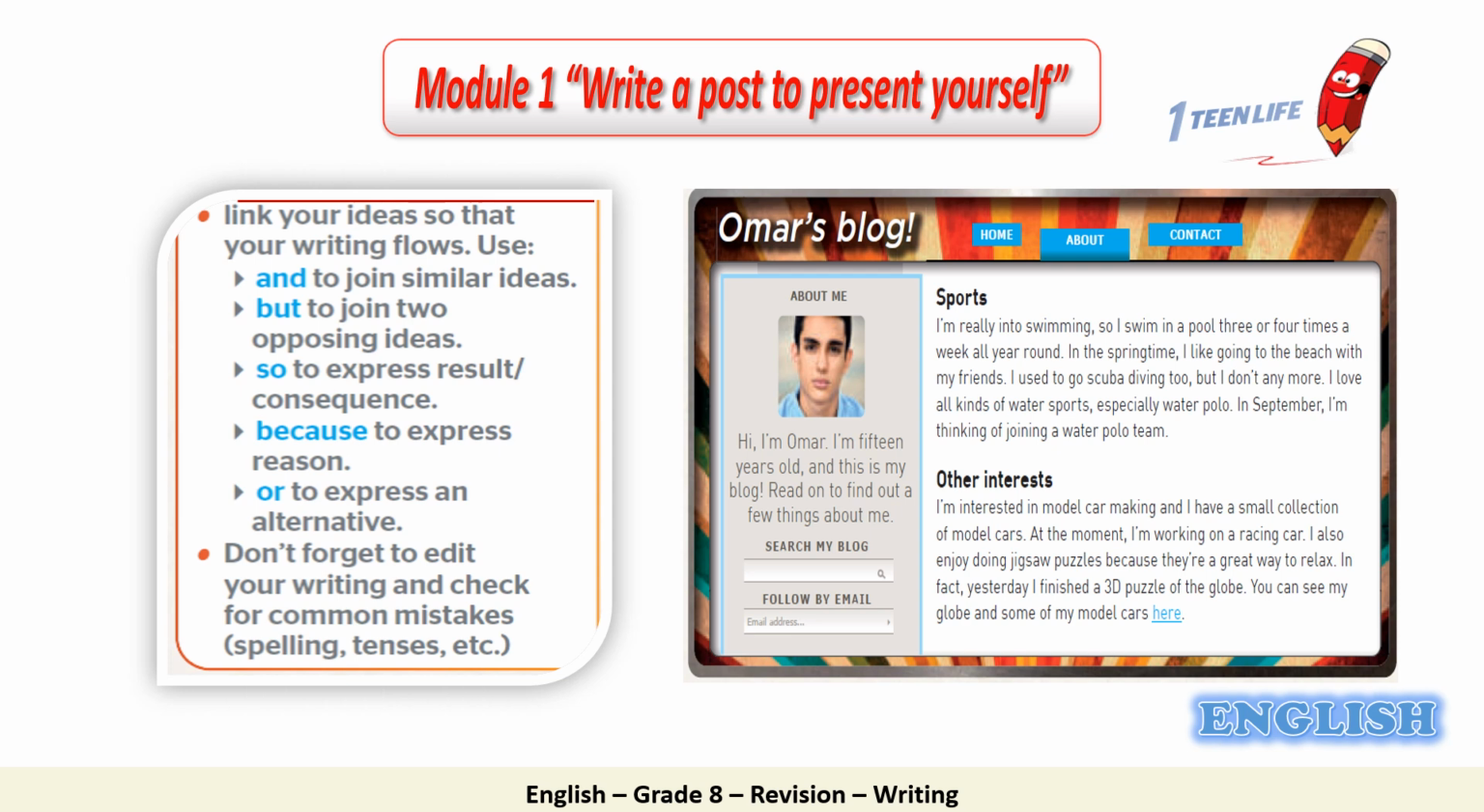Pay attention to link your ideas so that your writing flows. To join similar ideas, use and. To join 2 opposing ideas, use but. To express result or consequence, use so. To express reason, use because. To express an alternative, use or. Keep in mind to edit your writing and check for common mistakes such as spelling, tenses, etc.